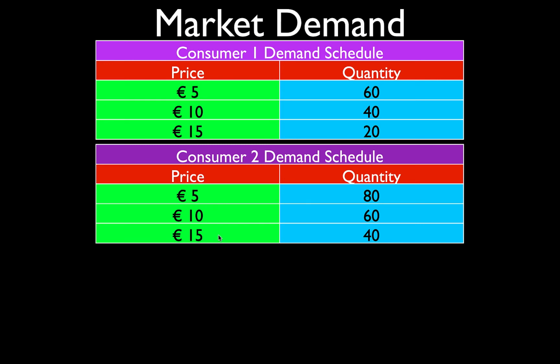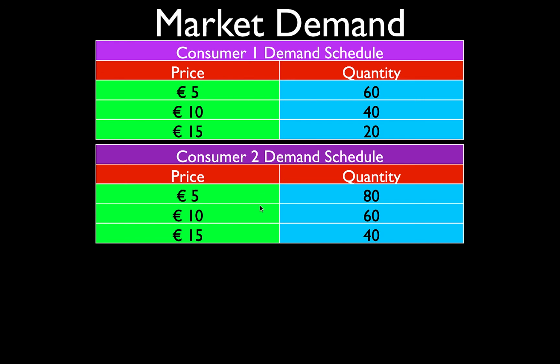Now, looking at this, some people get it and some people don't, but consumer 1 is going to demand 60 units of ice cream, I think we're saying, at a price of €5 per week. And the second consumer is going to demand or buy 80 units of ice cream per week at €5. So at €5, what is the total demand or the market demand for ice cream, assuming there are only these 2 consumers?